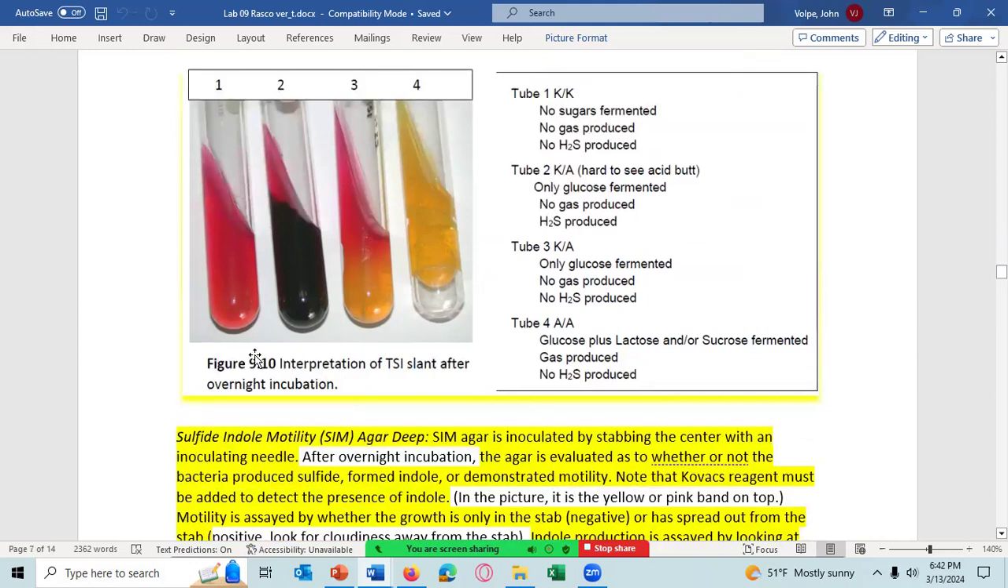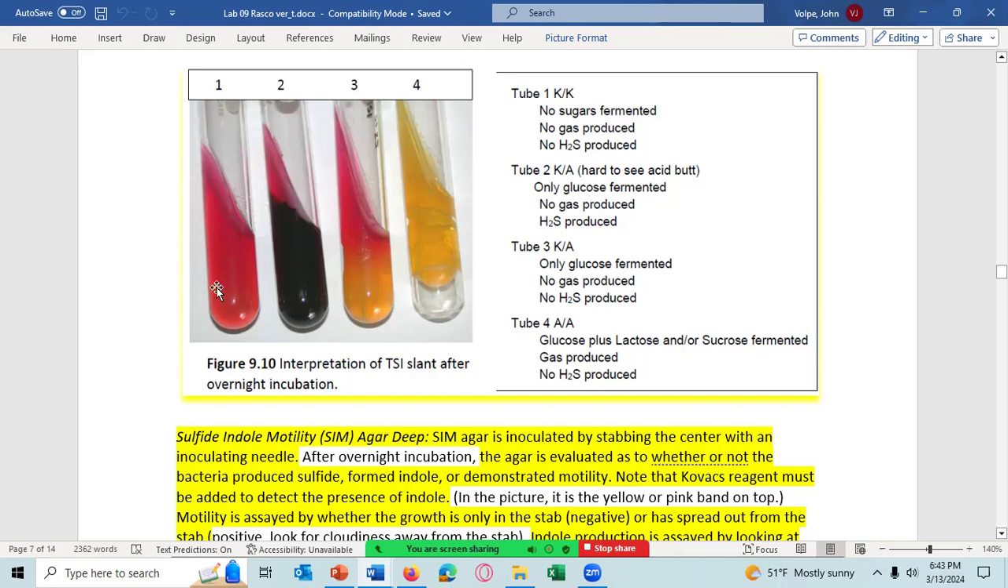If the tube is all pink or orange, that's a negative result. And you should say negative on the slant over negative on the butt. There they're not using negative, they're using K for negative. K means alkaline reaction on the slant over the butt. So for the TSI, you have to read both slant and butt. Sugars are not produced, so it's negative and negative.